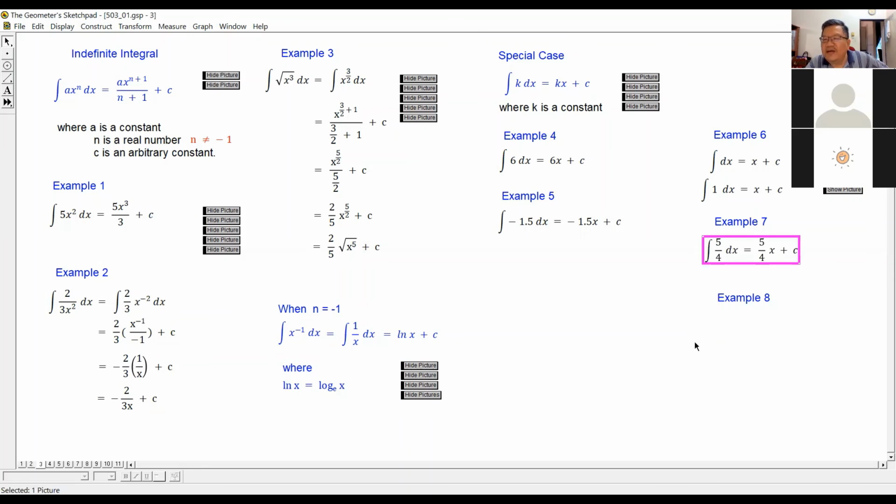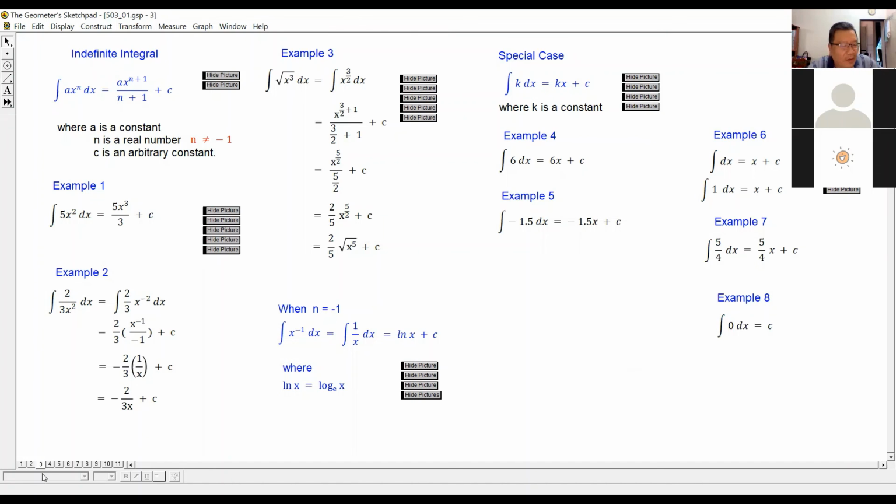What happens if I integrate 5 over 4? It's just a number, there's no x there. 5 over 4 with respect to x. So what's the answer? 5 over 4 x plus c. Finally, if you want to integrate 0 with respect to x, then the answer is c. Where is this integrate 0 with respect to x? It is somewhere inside the question. There's nothing here, no? That means you integrate 0. That's how you get the c there. Any question?